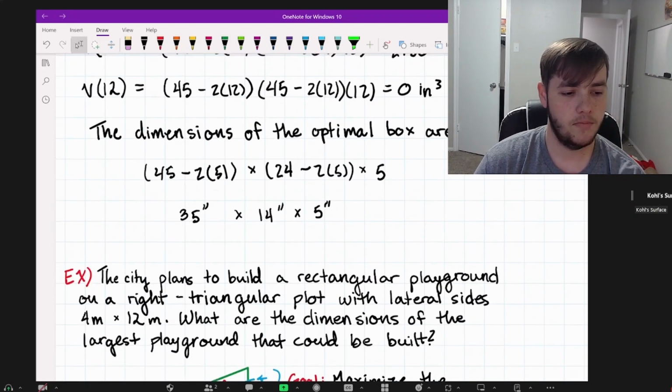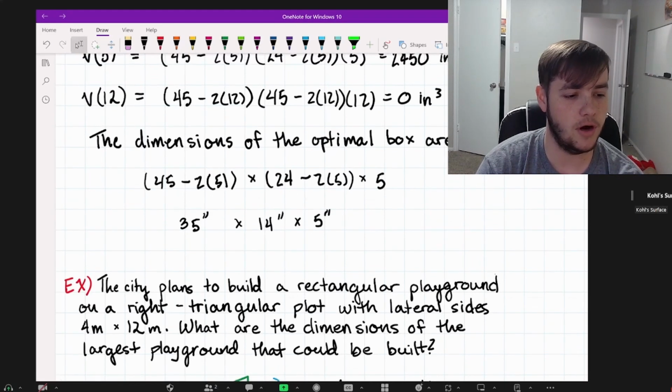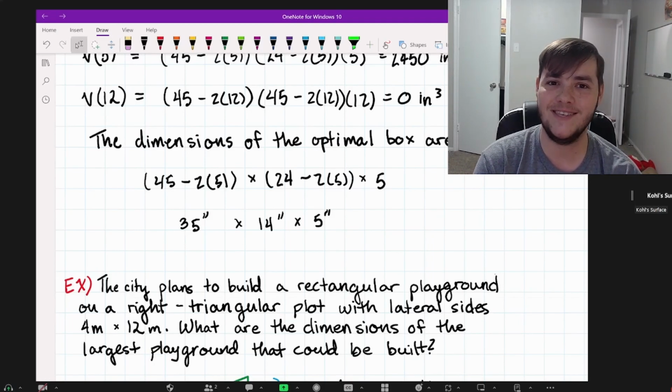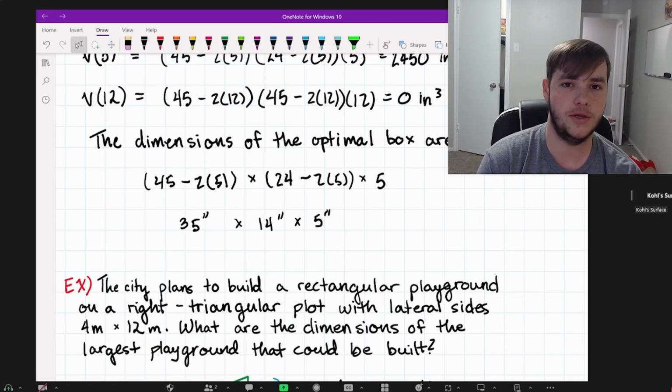The city plans to build a rectangular playground on a right triangular plot with lateral sides 4 meters by 12 meters. What are the dimensions of the largest playground that could be built? I'd encourage you to pause the video here and see if you can draw a picture and state the goal for this problem on your own.